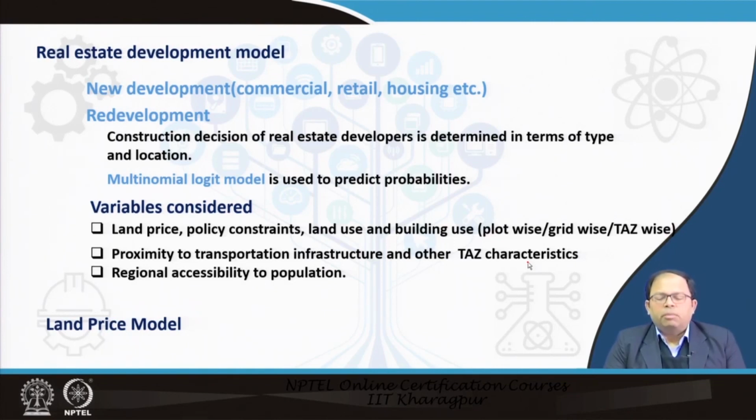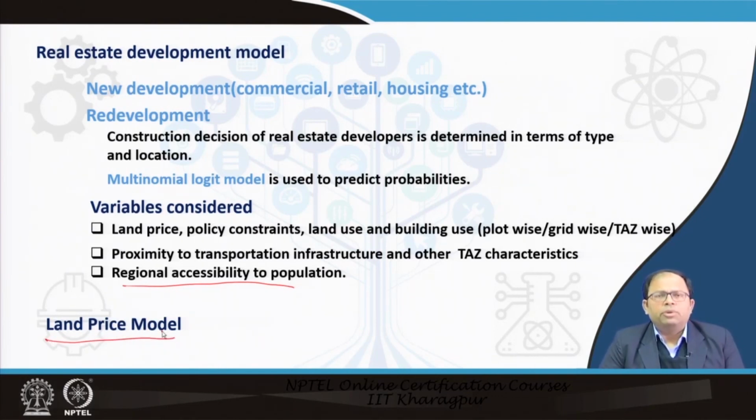So depending on whether it is commercial or retail, housing or whatever kind of new development, the kind of proximity to infrastructure that is more favorable could also be considered. Different kinds of infrastructure could be stressed upon as well. So similarly, regional accessibility of population is also estimated, which shows how accessible that area is from different surrounding regions. This model is very closely related with the land price model.